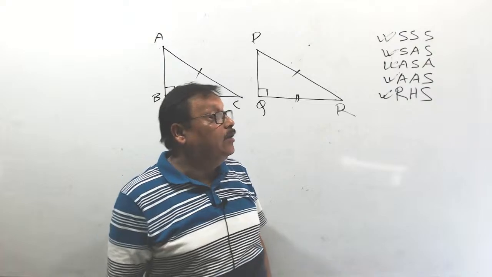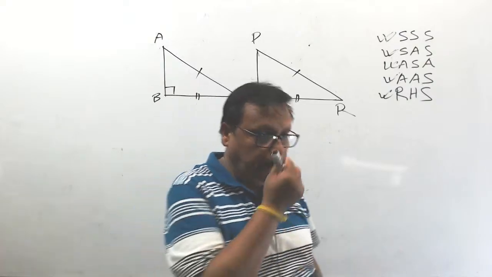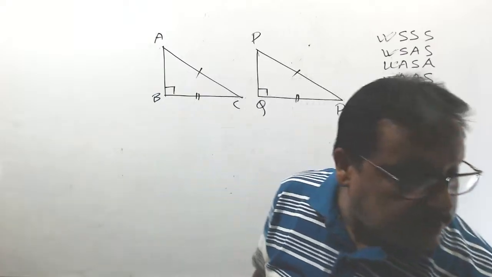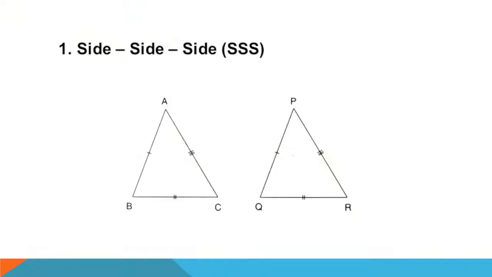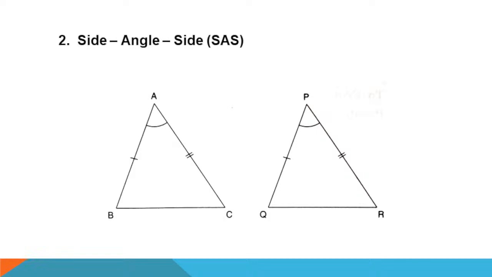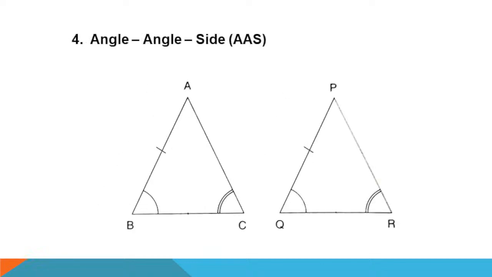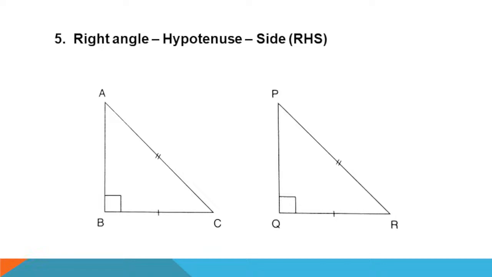Okay, and one more thing, very important one. Let me see the slides first. SSS, then SAS, angle side angle. Understood? RHS property. Clear?